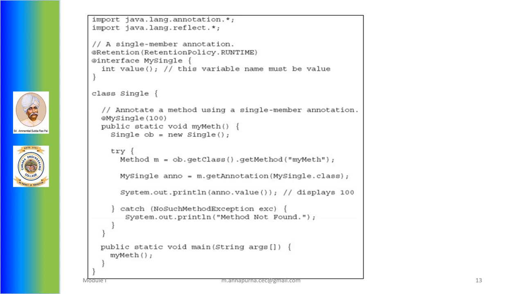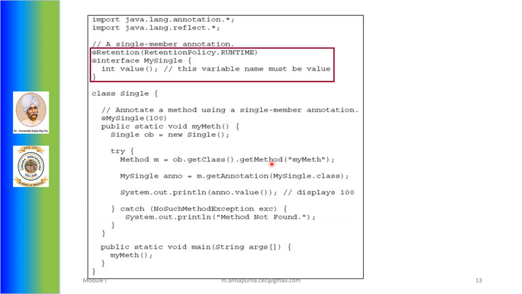Here is an example that creates and uses a single member annotation. So this program will be using a single member annotation. If you observe this part of the code, a single member annotation is being declared. We have seen this in the previous slide. I had declared @MySingle, which is a single member annotation, and it has only one annotation member called value of type int. Also, for this single member annotation, MySingle, I have provided the retention policy of runtime.